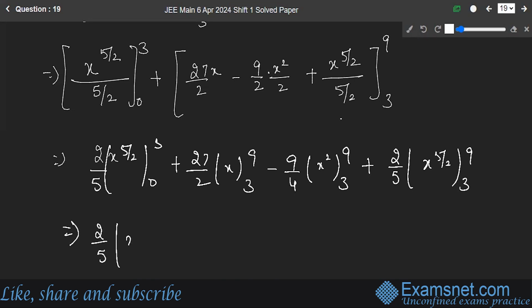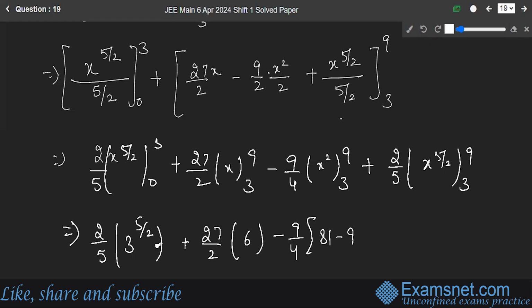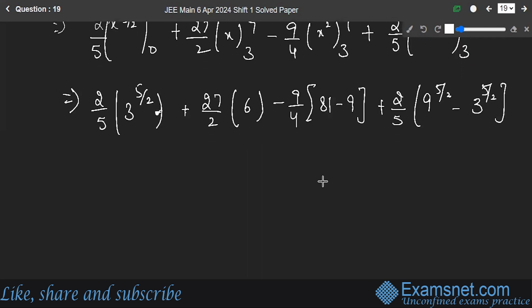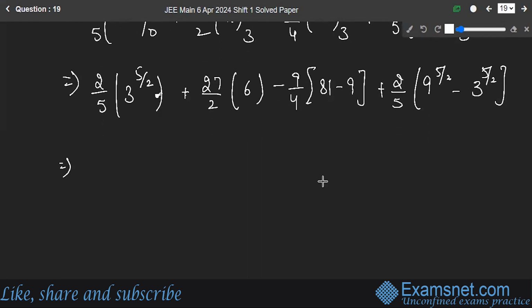You have 2 upon 5, 3 power 5 by 2 minus 0. And this is 27 by 2, 9 minus 3. This is 6, 9 by 4, 9 square, 81 minus 9, 2 by 5. This is 9 power 5 by 2 minus 3 power 5 by 2. So that's 2 by 5, 3 power 5 by 2. And this will give me like 3 and 1.